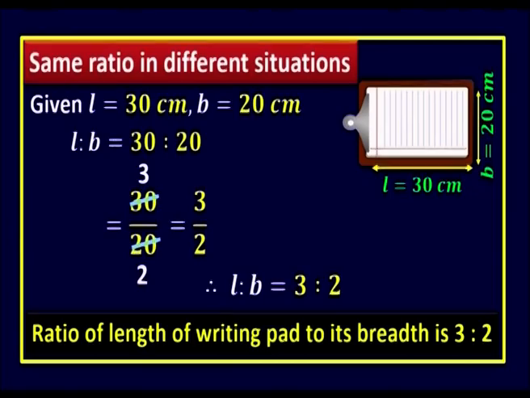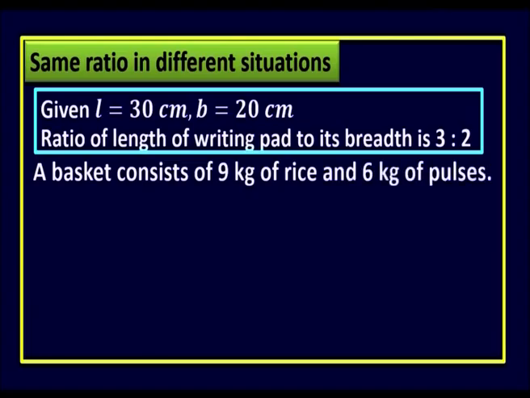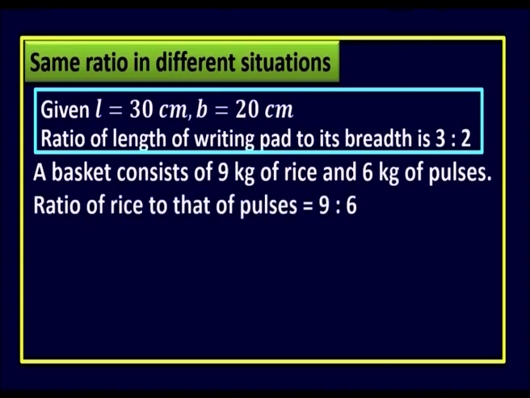Got it, children? Now, let us take another example, children. So, there is a big basket which consists of 9 kg of rice and 6 kg of pulses. Now, let us find out the ratio of rice to that of pulses.